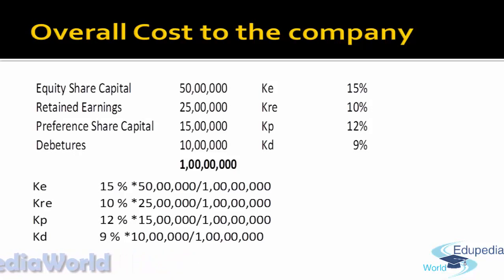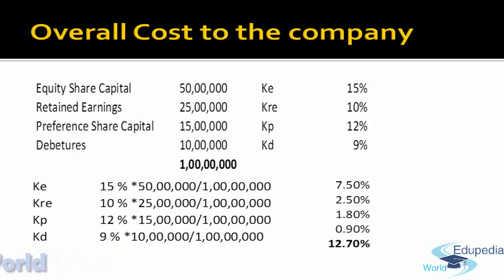In the same way, we are going to compute the cost of preference share and cost of debentures. So it's 7.5, 2.5, 1.80 is the cost of preference share and 0.90 is the cost of debt. So debt is 10 lakh. Though the cost is 9%, overall for the company it is 0.90%, because out of 100 lakh you have just paid 10 lakh out of debentures. So for the company it is 0.9%. So overall cost to the company in this example will be 12.70%.